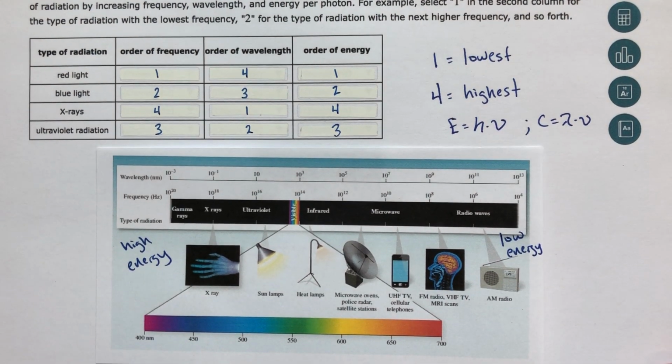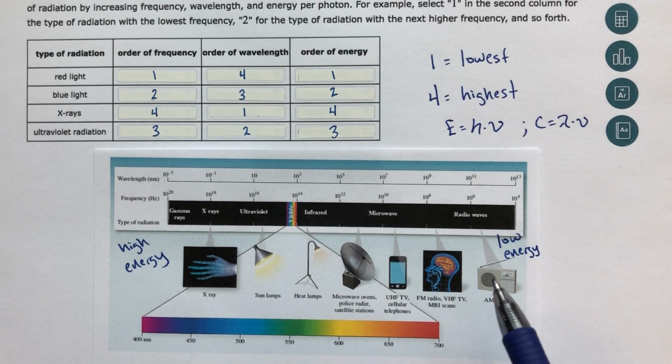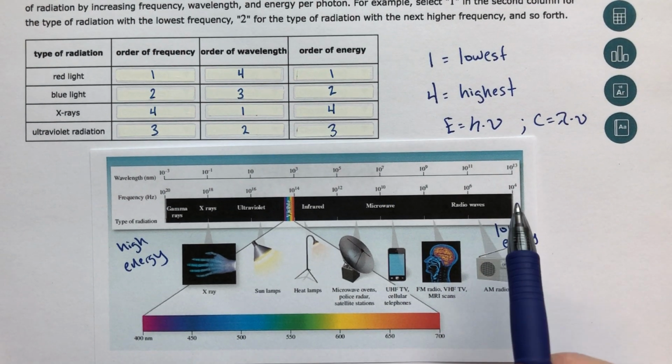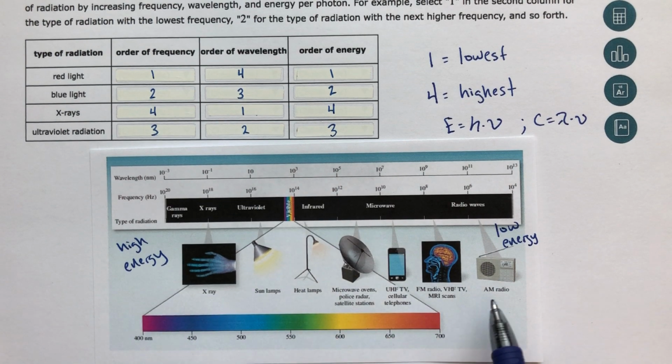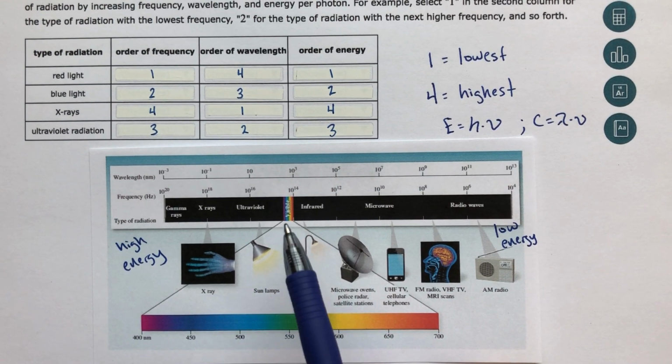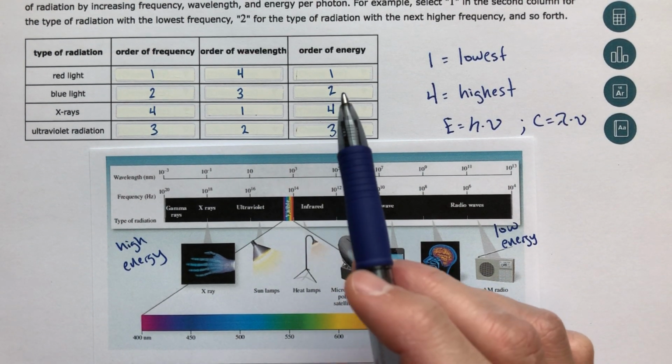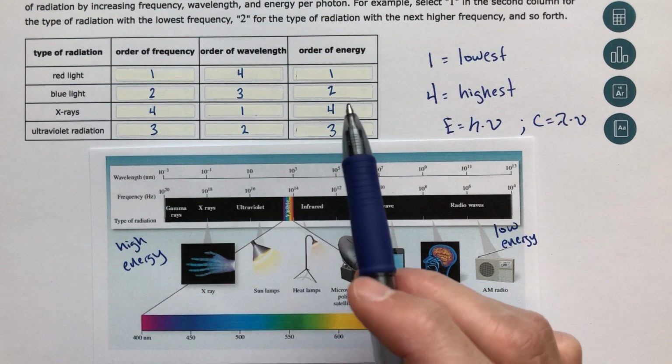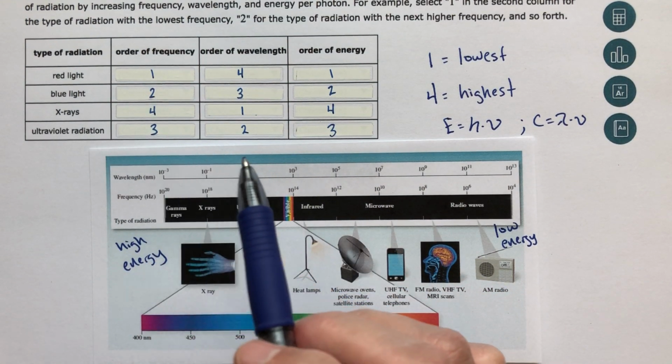All right, so let me know if you've got any questions about this. But really the take-home message here is that these are all photons. They're all types of light. We can only see this narrow band. We've got our orders for our energy. That's going to be the same as the orders for the frequency, and then the wavelength is just going to be the opposite.